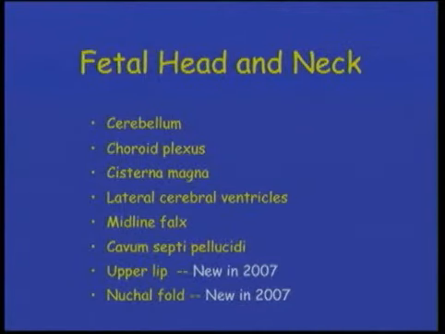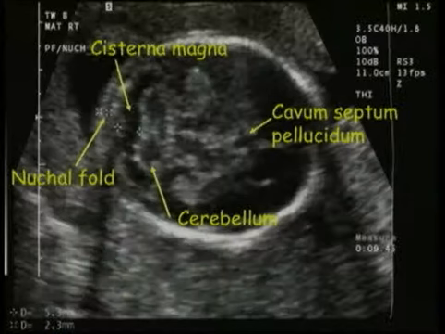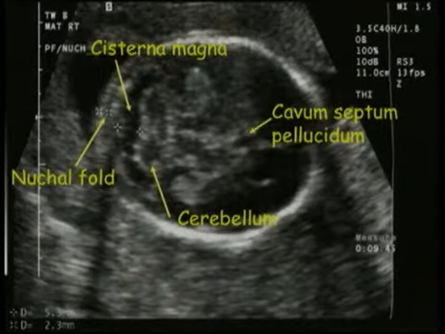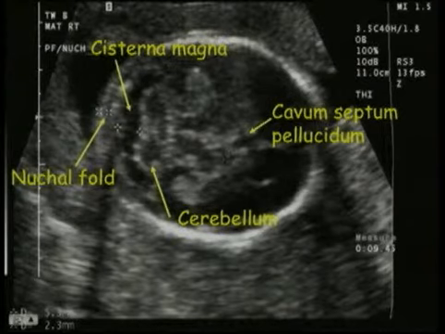When we look at the fetal head and neck, the guidelines tell us we need to look at the cerebellum, the choroid plexus, the cisterna magna, the lateral cerebral ventricles, the midline falx, the cavum septi pellucidi, the upper lip, and the nuchal fold, both of which were added in the 2007 guidelines. So we look over at this picture of the head, and you can see the cavum septum pellucidum.